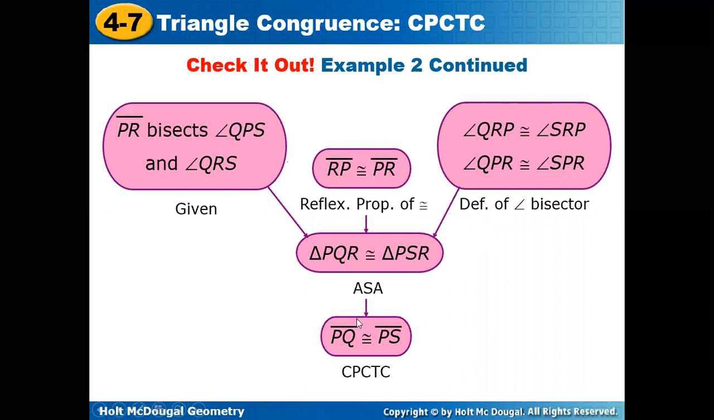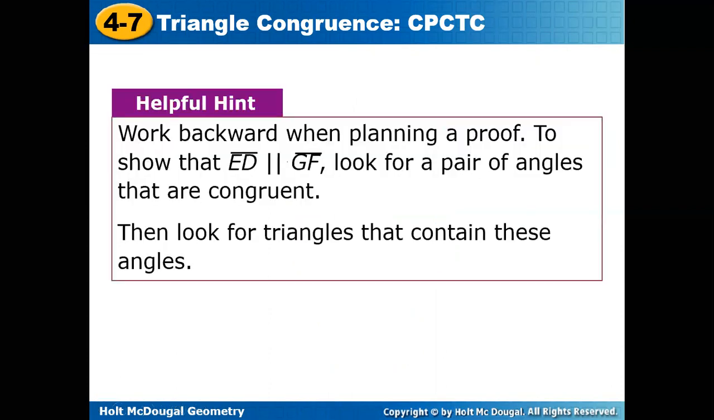And now by CPCTC, we can conclude that PQ is congruent to PS. PQ is congruent to PS. And this is the required. We have here, if we work backward when planning a proof to show that two lines are parallel, look for a pair of angles that are congruent. Then look for triangles that contain these angles.